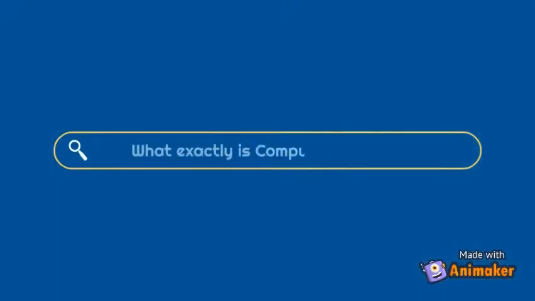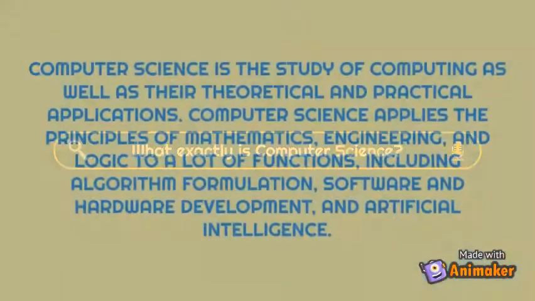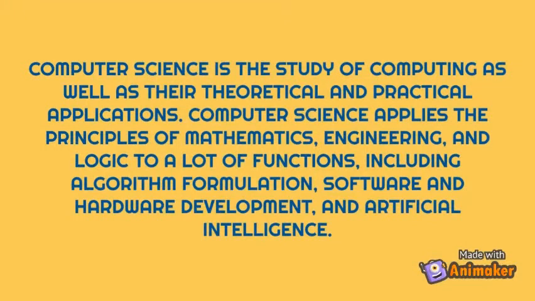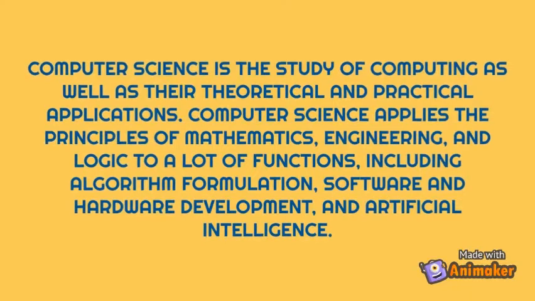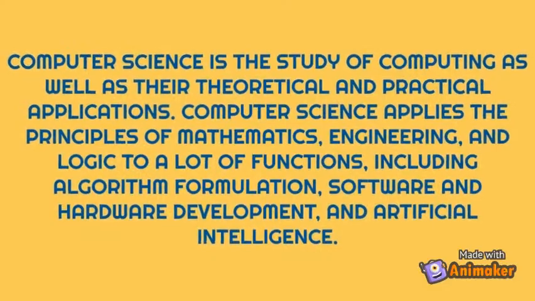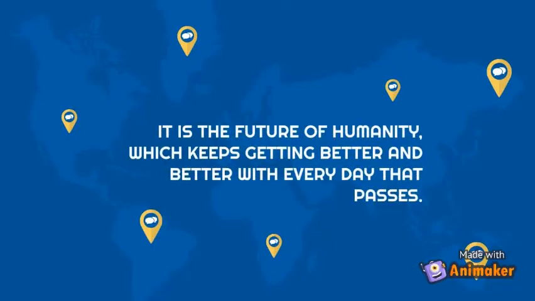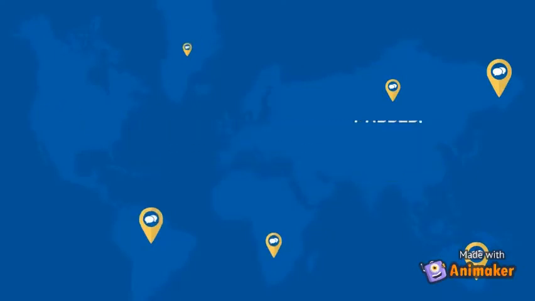But first, we must ask ourselves the question, what exactly is computer science? Well, computer science is the study of computing, as well as their theoretical and practical applications. Computer science applies the principles of mathematics, engineering, and logic to a lot of functions, including algorithm formulation, software and hardware development, and artificial intelligence. It is the future of humanity, which gets better and better with every day that passes.